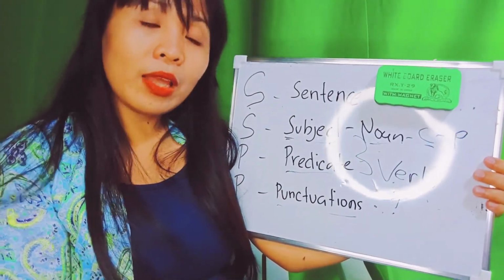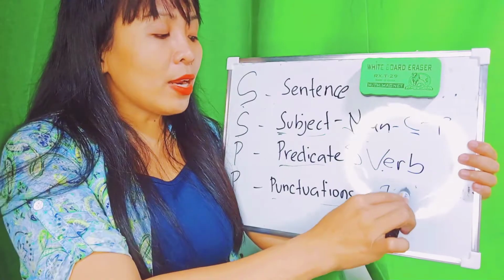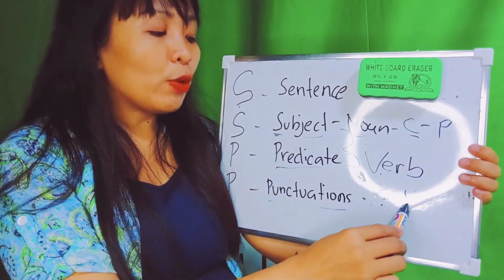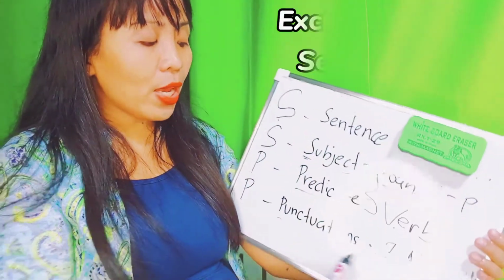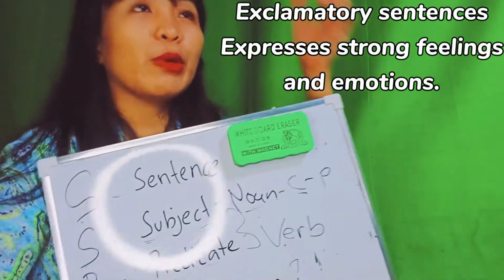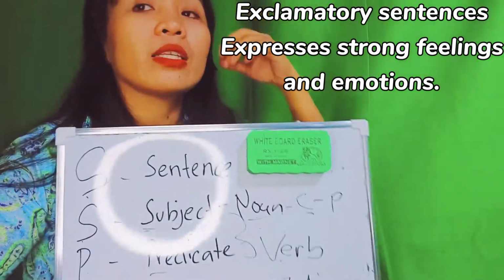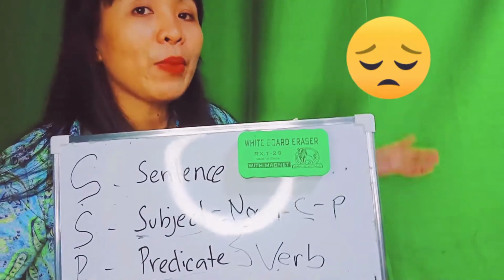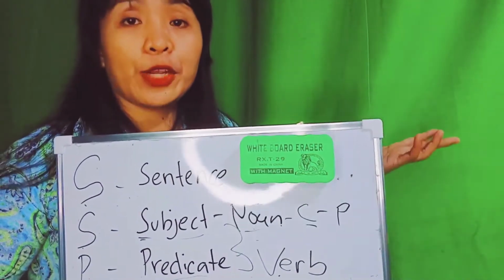When is your birthday? Those are examples. And finally, for the third punctuation mark, we have the exclamation point, which is used for exclamatory sentences. When we say exclamatory sentences, these are sentences that express strong feelings and emotions. What are kinds of emotions? Happy, sad, scared, surprised. So those things.